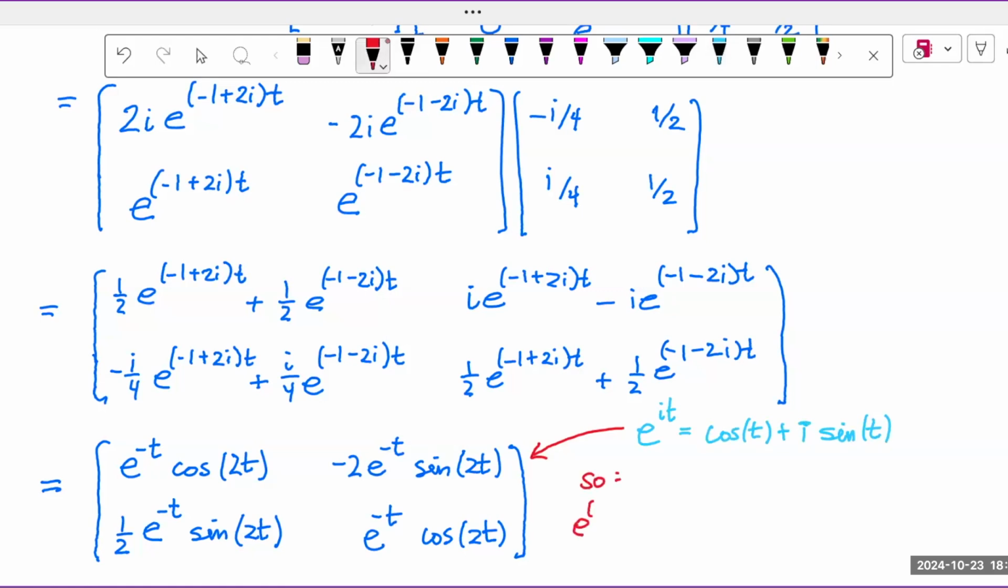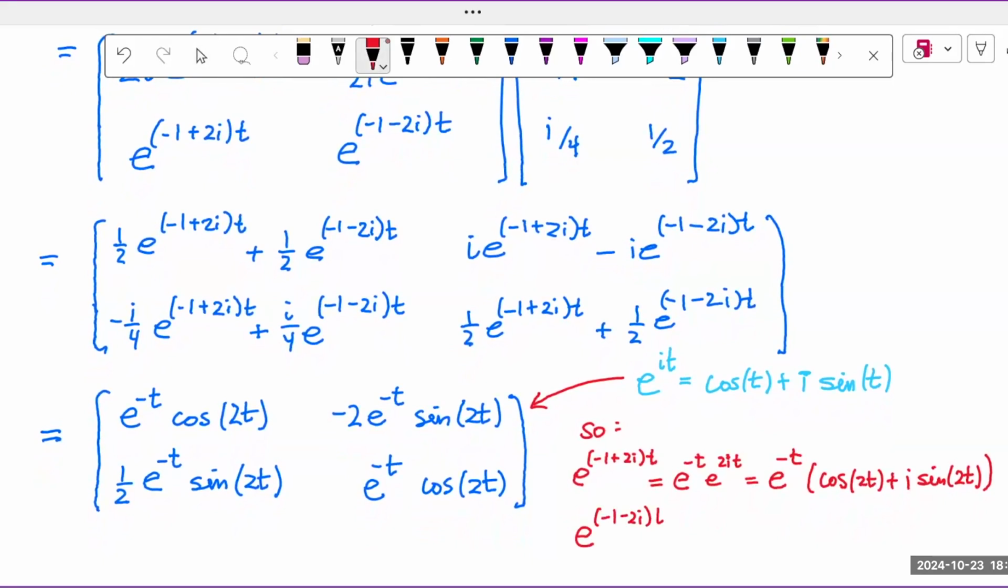So converting all of the e to the -1 plus 2i t terms into e to the minus t times cosine 2t plus i sine 2t, and converting all the e to the -1 minus 2i t terms into e to the minus t times quantity cosine 2t minus i sine 2t allows us to collapse this matrix into something much cleaner.